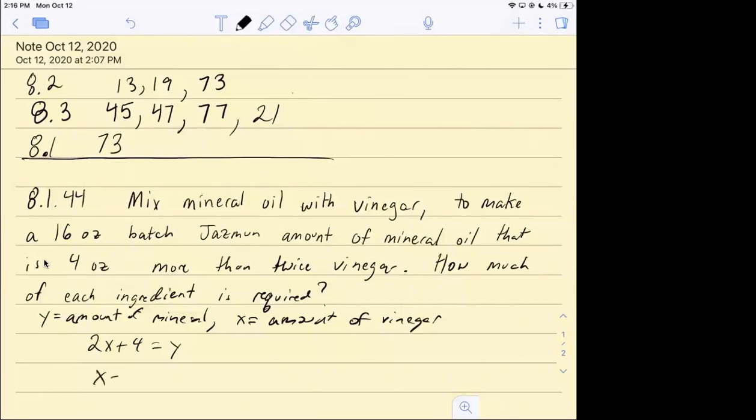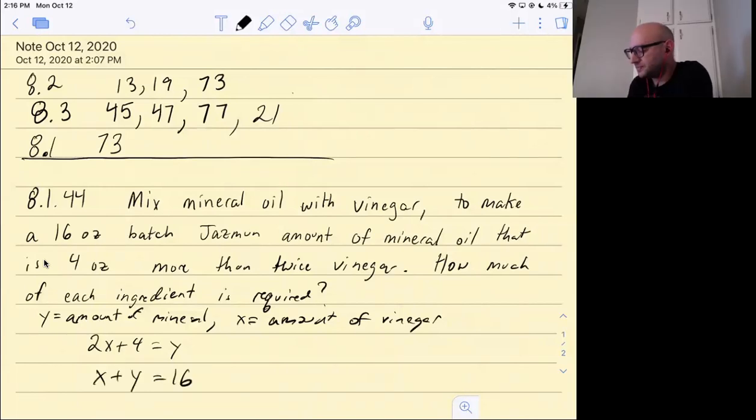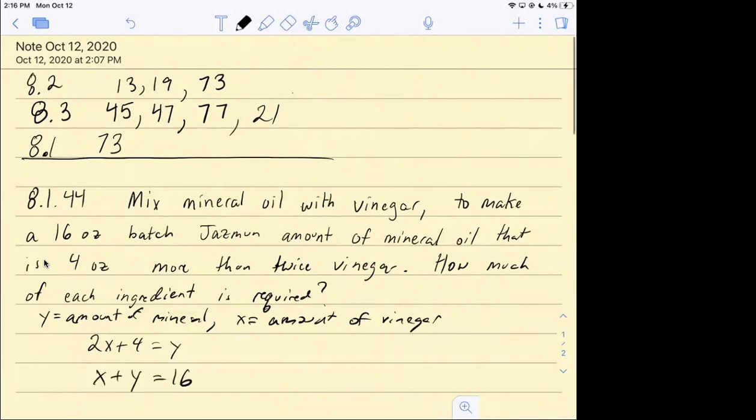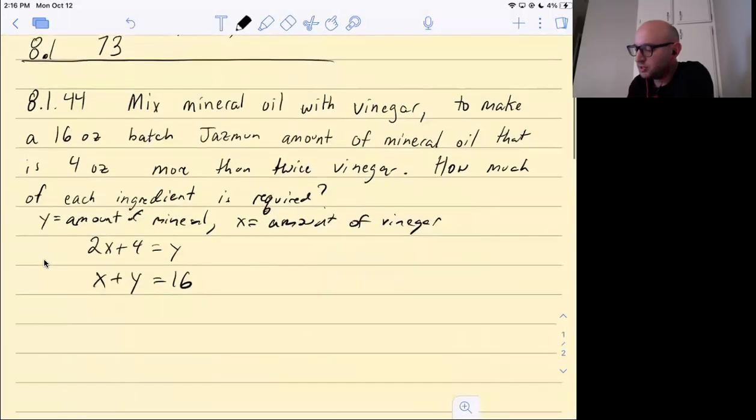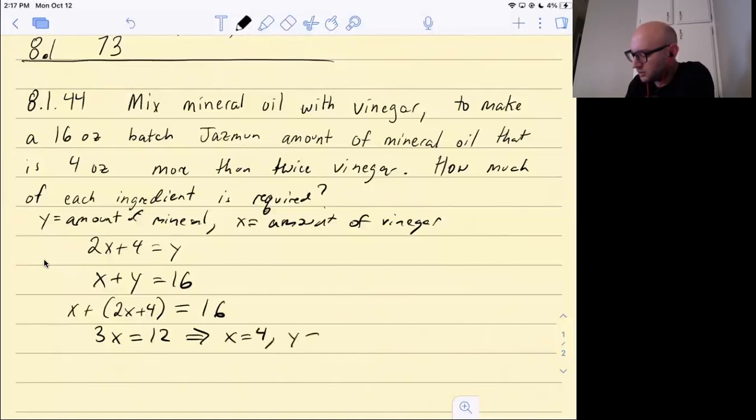And then I solved using substitution. Perfect. I like it. Yeah, substitution would be a great approach. Anytime you just have one variable by itself, it's always nice to do substitution. So we can do x plus 2x plus 4 is equal to 16. So we get 3x is equal to 12, or in other words, x is equal to 4, and y is equal to 12.